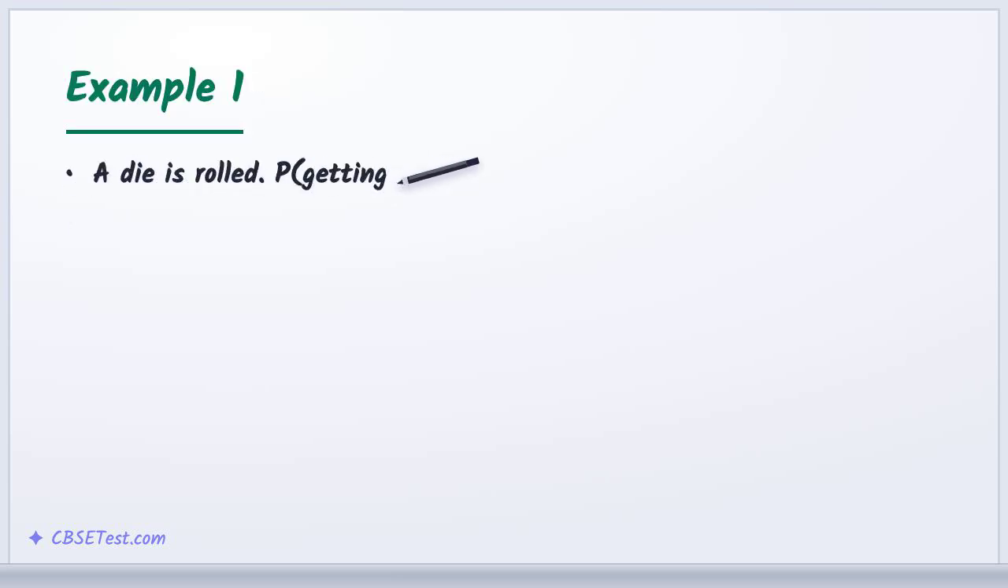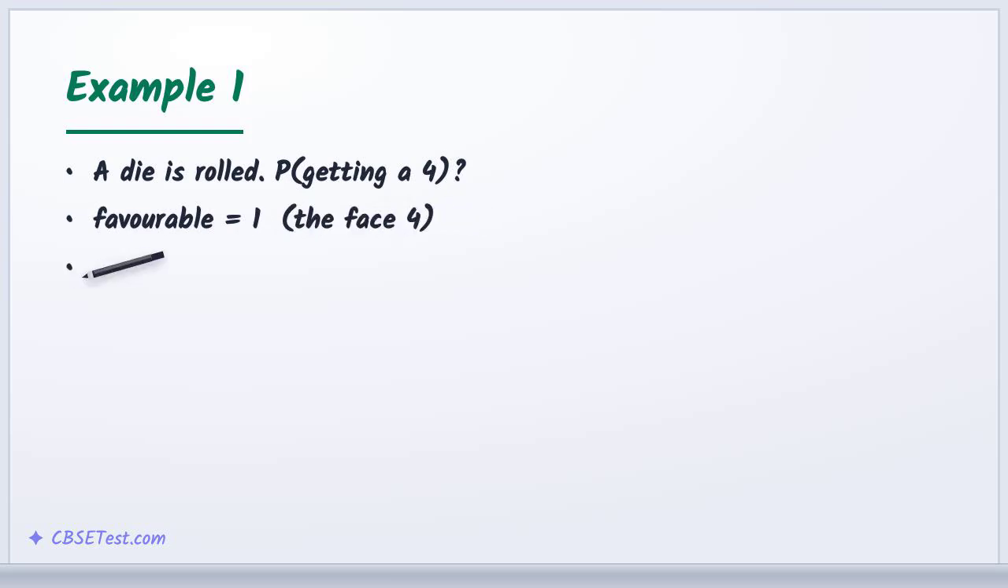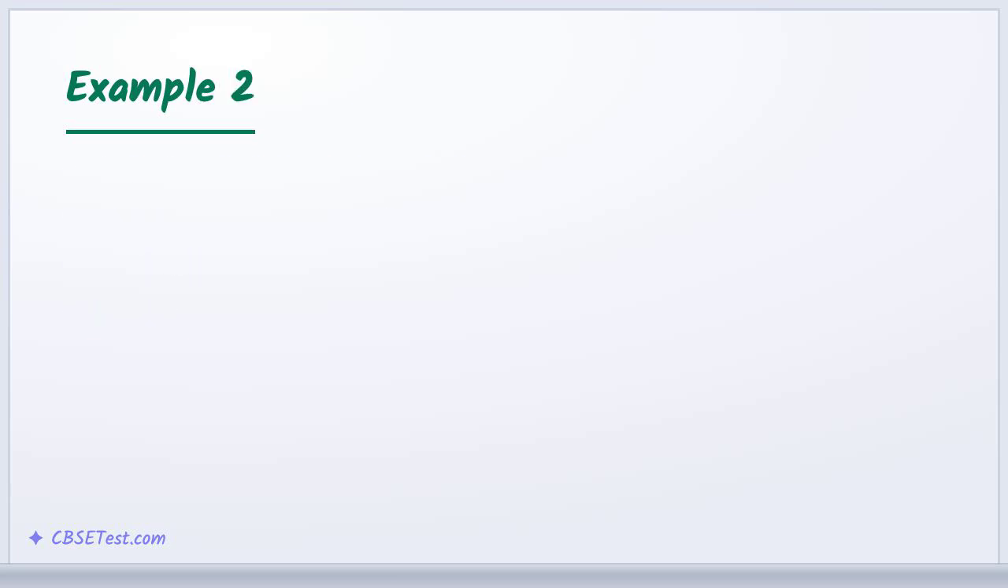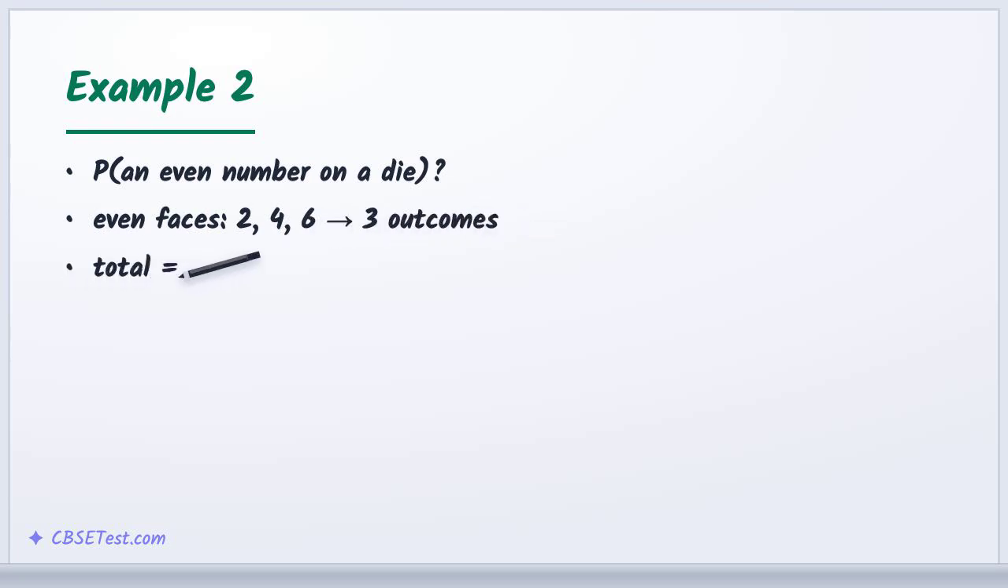Roll a fair die. There is one favorable outcome, the face 4, out of 6 equally likely faces, so the probability is 1/6. For an even number, the favorable faces are 2, 4, and 6. 3 outcomes out of 6, so the probability is 3/6, which simplifies to 1/2.